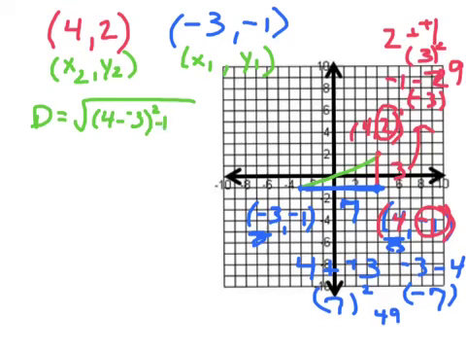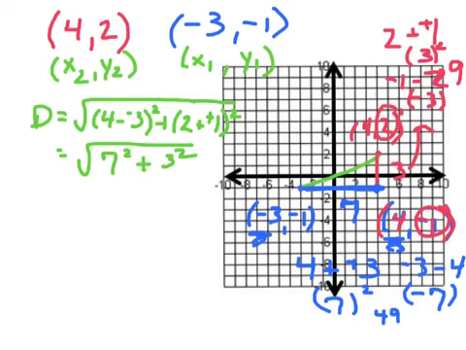So to that, I'm going to add, sticking with the numbers, okay, y2, which is 2, minus my y1 of -1, and I'm going to square that. So basically, I'm going to end up with the square root of 7 squared plus 3 squared. So I'm going to get the square root of 49 plus 9. In other words, the square root of 58. Okay, that's my answer.